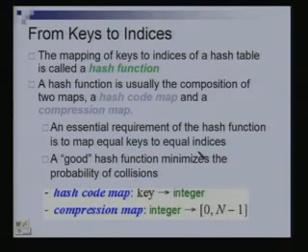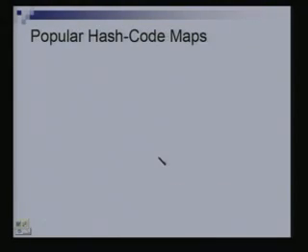So it should map equal keys to the same indices. And of course, we have to try and minimize the probability of collisions. So let's look at what are the popular hash code maps. Recall the hash code map is the part which converts your key to an integer.